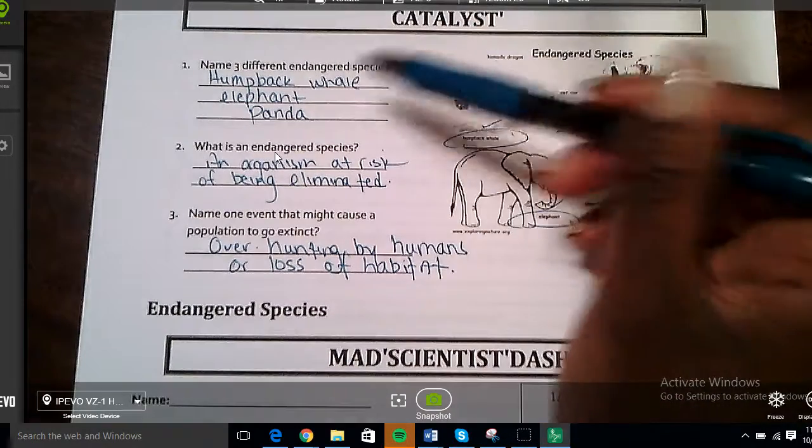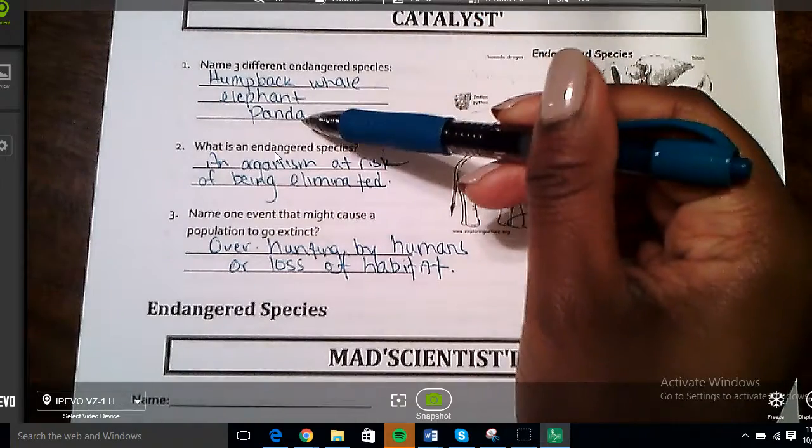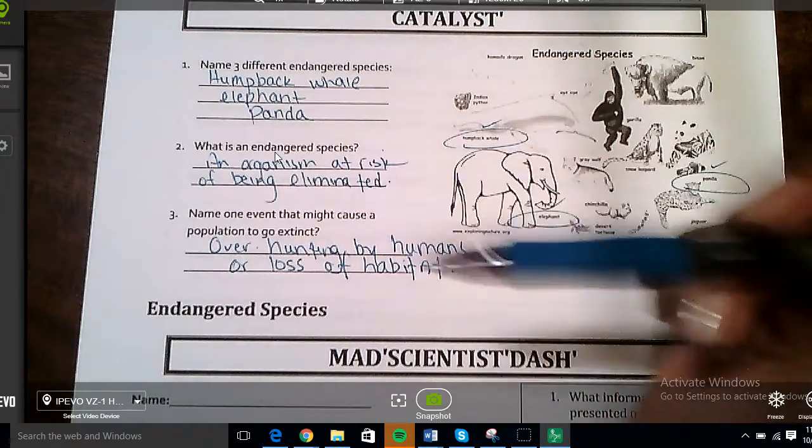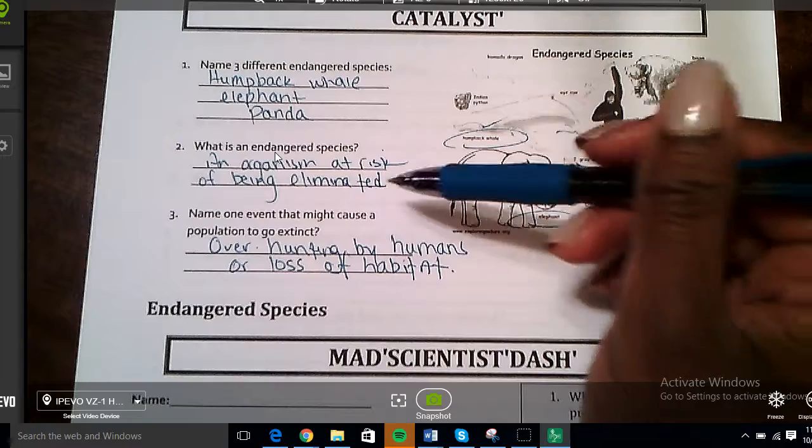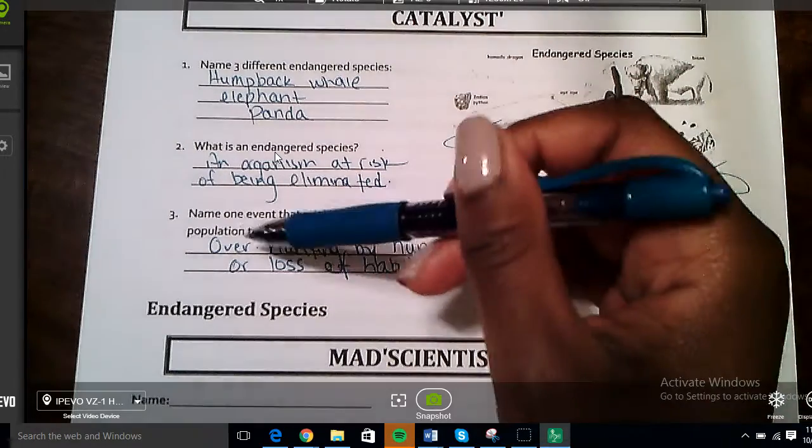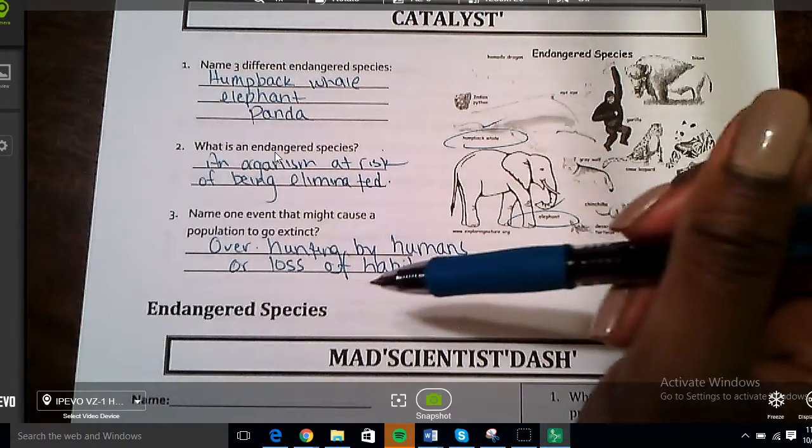Name 3 endangered species. I said the humpback whale, elephant, and panda. What is an endangered species? It's an organism at risk of being eliminated. And name 1 event that might cause a population to go extinct.